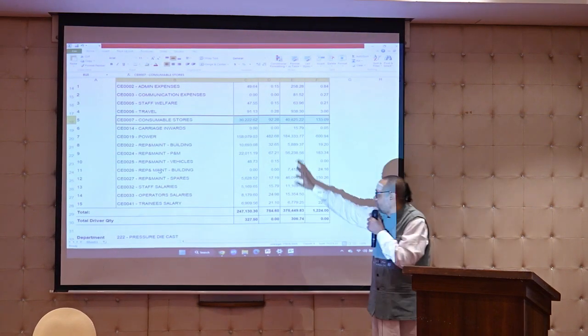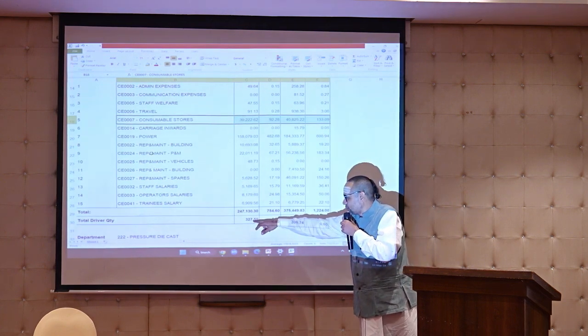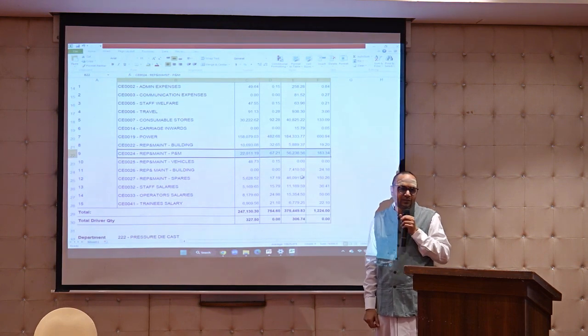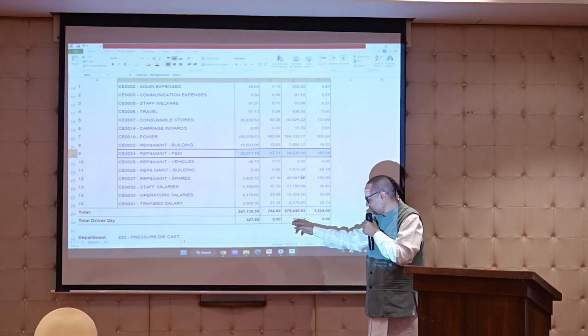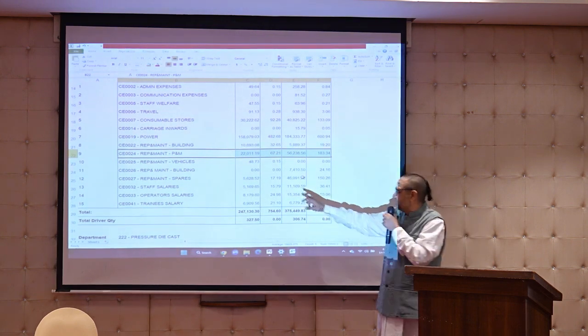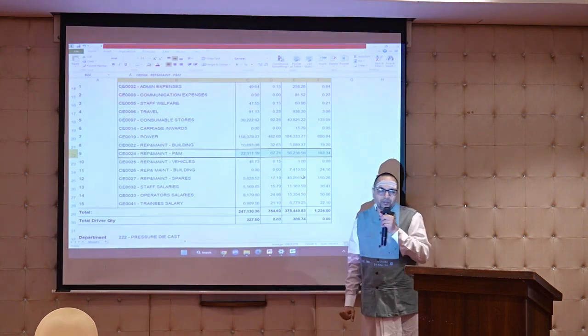Why is a machine of this tonnage and capacity not operating for 600 hours? Why is it operating only for 327 hours? And further, it is even worse. So what are the reasons? And it is also reflected in higher maintenance cost.